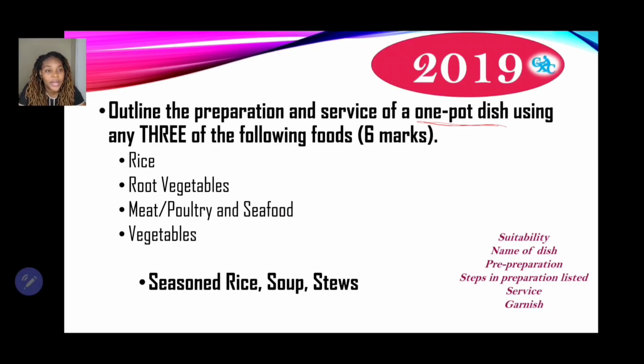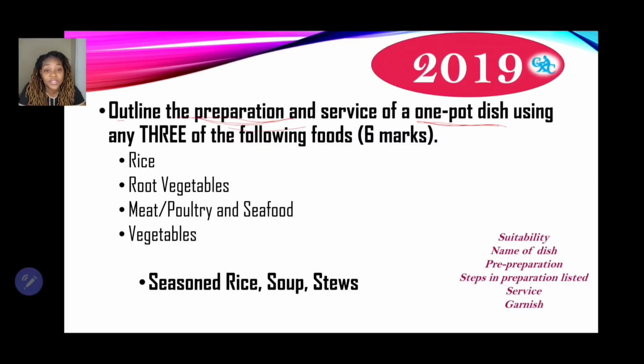Good? All right. Now, what you'll be marked for, you may be wondering, how am I going to get these 6 marks, right? So you're to outline the preparation and service. Therefore, you're not necessarily going to write a recipe, but what you're going to focus on is the method, or we may say the procedure of preparing this particular dish, right? So I would say go for suitability. Now, is your dish really a one-pot meal? You'll be marked based on that.